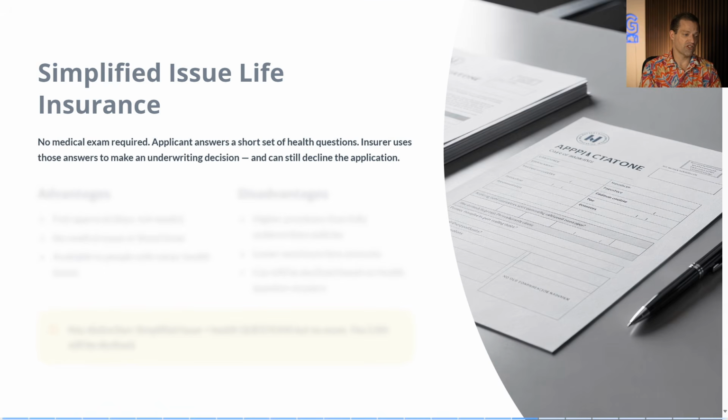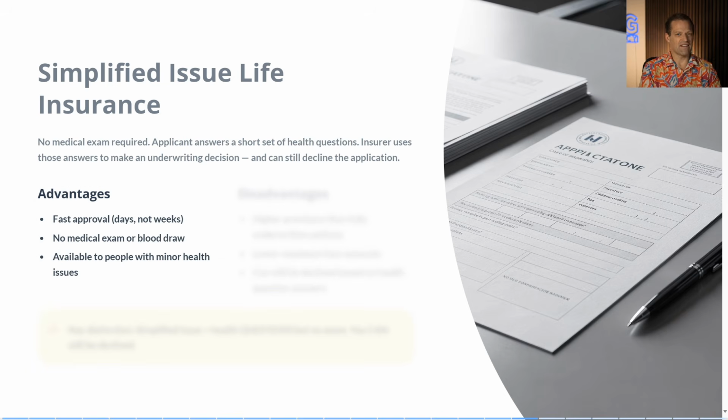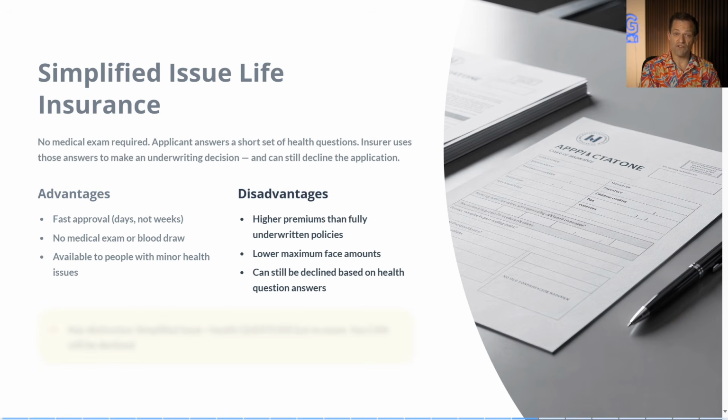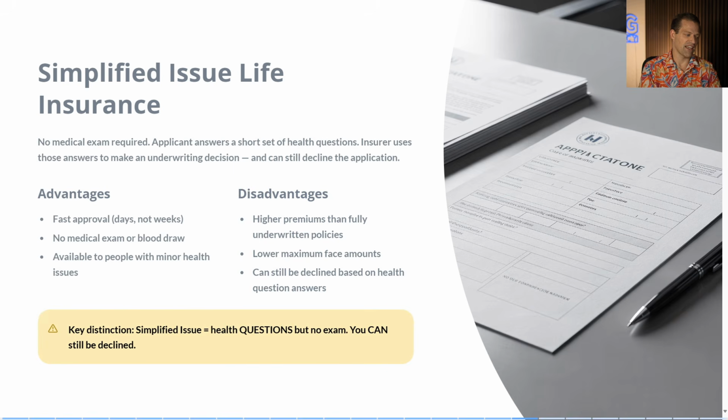So simplified issue life insurance is final expense, but let's explain this a little bit. It doesn't always have to be final expense. So simplified issue life insurance is no medical exam required. The applicant answers a short set of health questions, and then the insurer uses those answers to make an underwriting decision. So the advantage of this is faster approval, usually in days, not weeks. No medical exam, blood draw, pee cup kind of thing. It's available to people with minor health issues too. The disadvantages are higher premiums than fully underwritten policies, lower maximum face amounts than fully underwritten policies, and it can still be declined based on health questions. So the key distinction here is that simplified issue has health questions but no exam. You still can be declined.